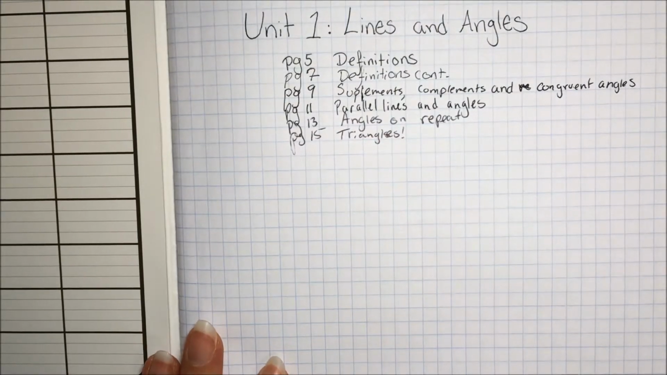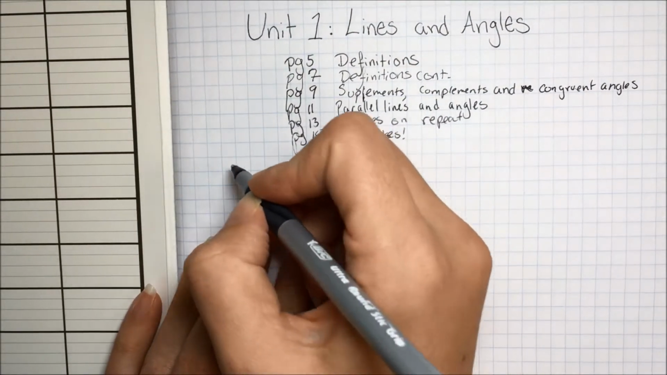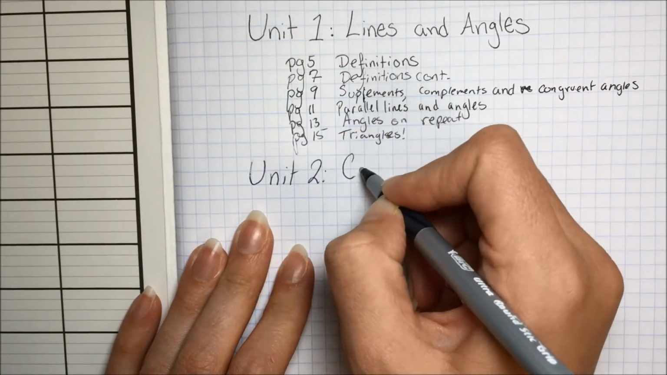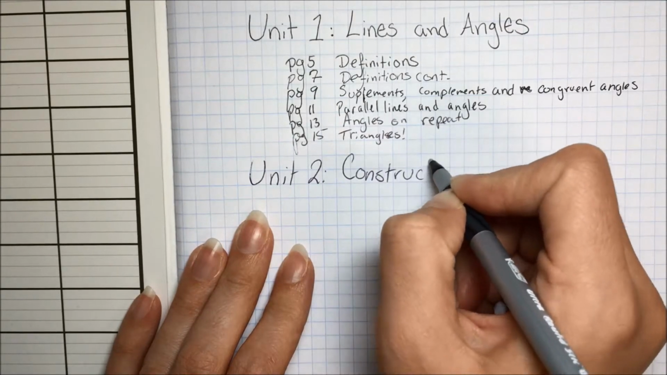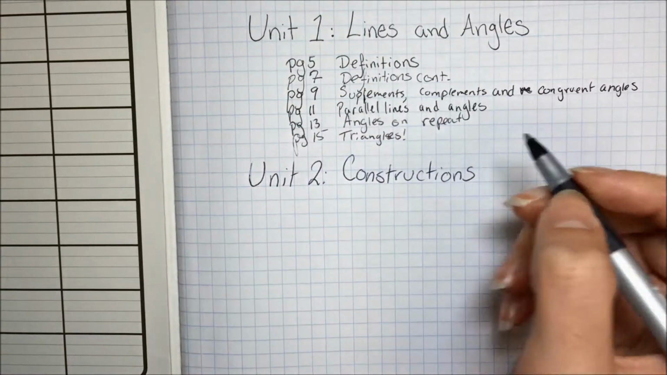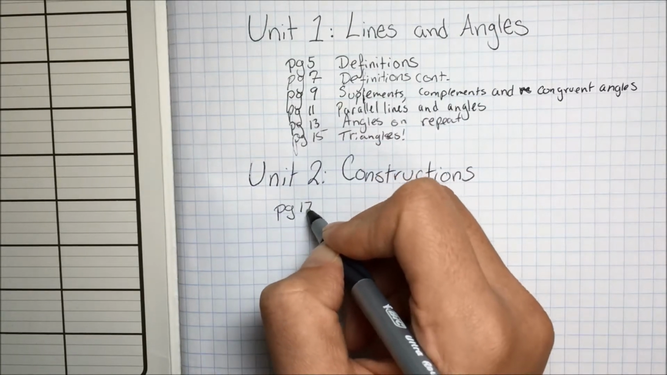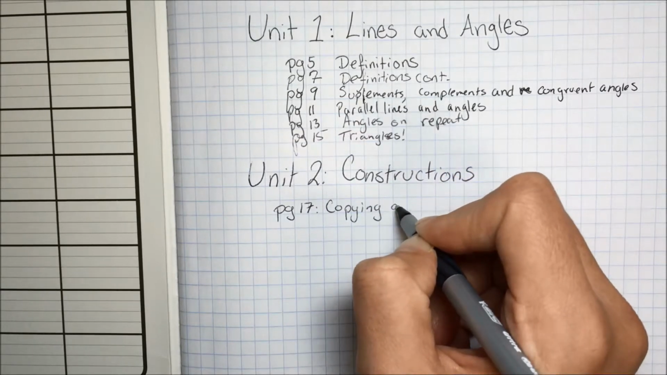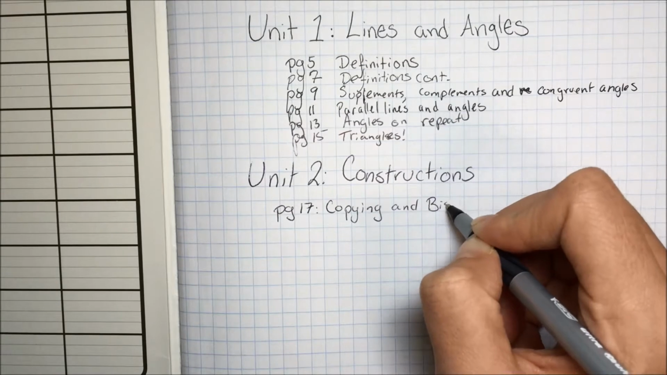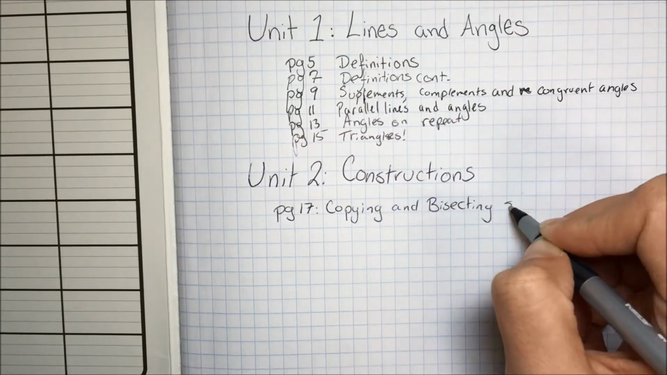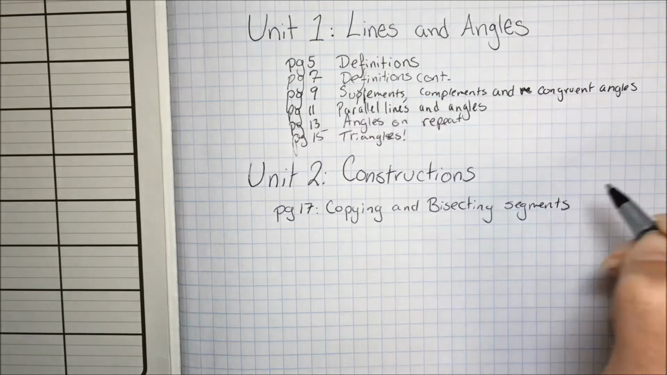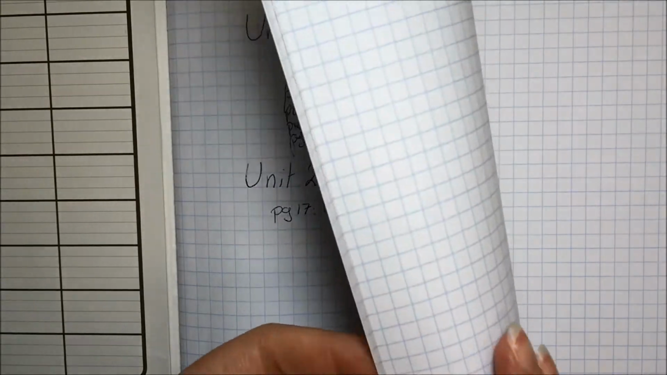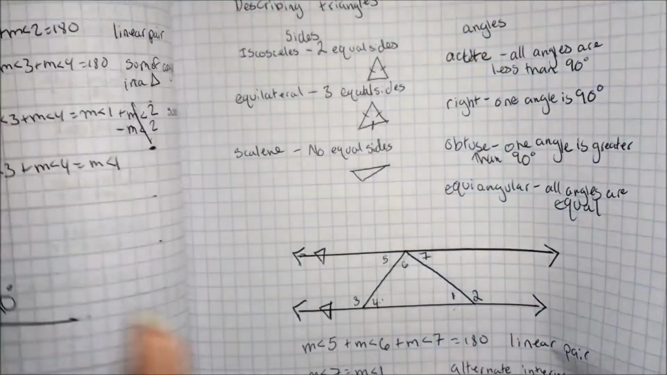Hello, welcome back. Today we are going to be working on Unit 2, Constructions. On page 17, we will be copying and bisecting segments. Okay, so that's what we will be doing today. Let's turn to page 17.